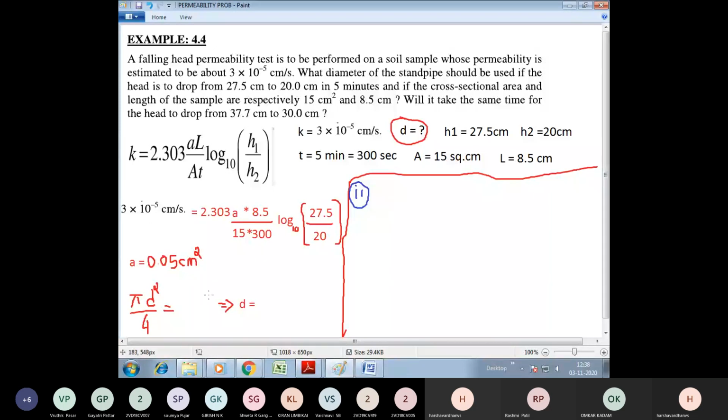So please find the diameter. 0.25 centimeter. 0.25 centimeter is 25 mm.